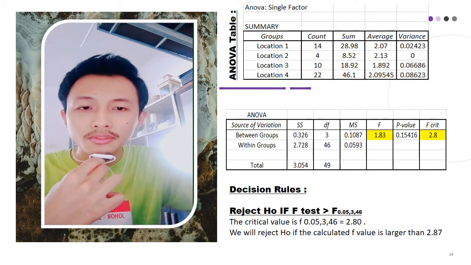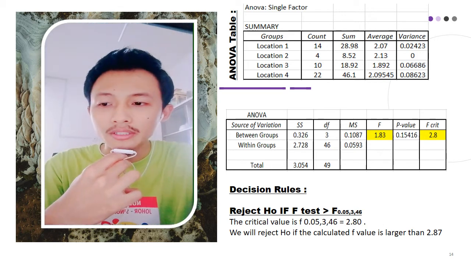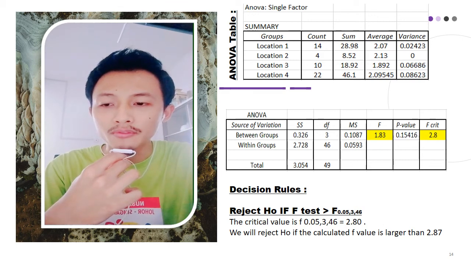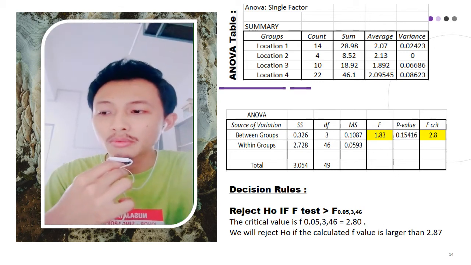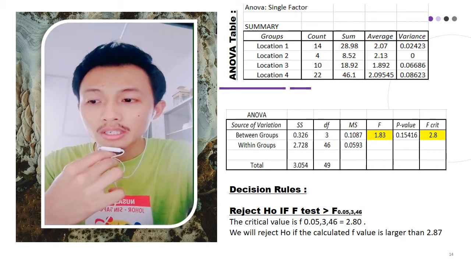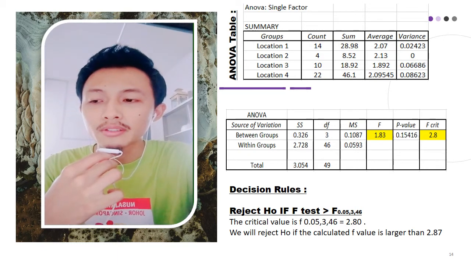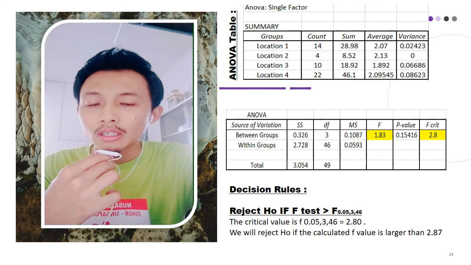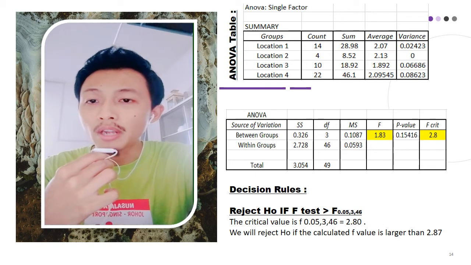The decision rule that I have here: the critical value F 0.05, 3, 46 is 2.8. So the decision rule is we will reject the null if the calculated F value is larger than 2.8. Reject the null if the F test is more than F 0.05, 3, 46, which is the F critical.